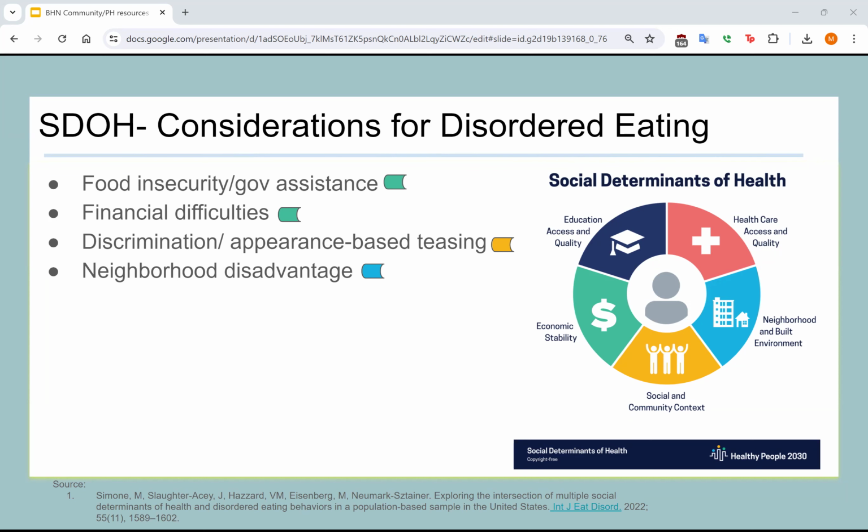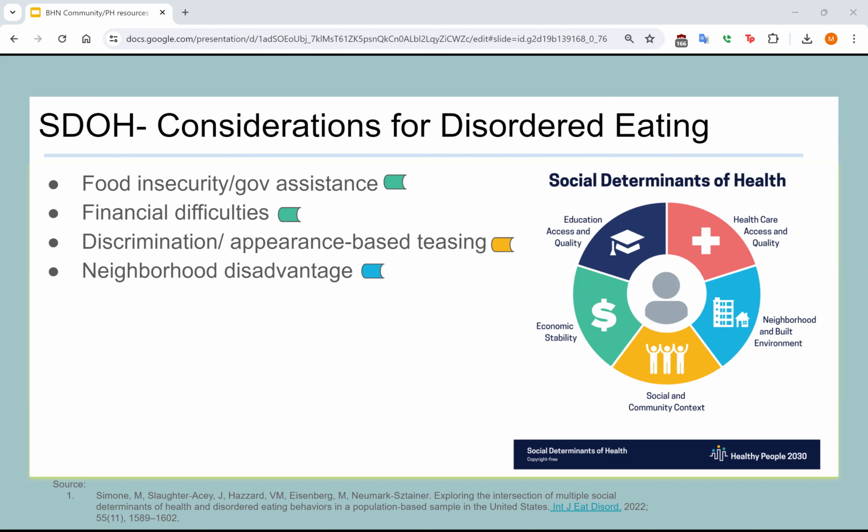Some things that they found could contribute to disordered eating patterns were food insecurity and government assistance, which was interesting because they thought it might be that sometimes the money comes in and you're able to get your food, but then that might run out, and that might create a feast or famine cycle that affects how you eat. Financial difficulties, again, are pretty much pervasive through all of these, and can cause stress that might lead to binge eating behaviors.